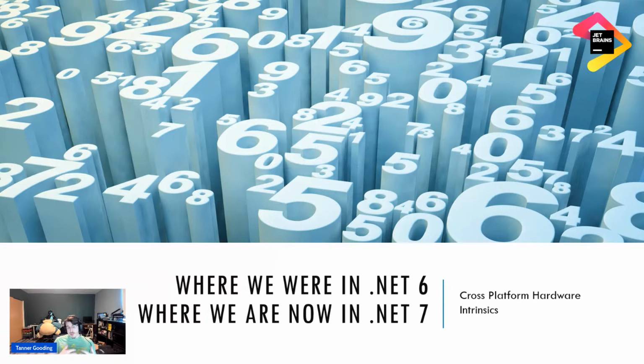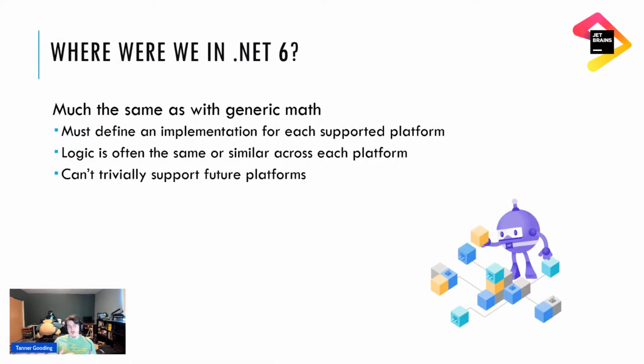Now, continuing on this, we've expanded in our numeric space a lot of the cross-platform hardware intrinsics as well. We had a very similar premise, which is that in .NET 6, you had to define an implementation for each platform. So if you wanted to support x64, you had to write one implementation. If you wanted to support ARM64 as well, you'd have to write a nearly identical implementation, just changing it to the equivalent APIs that ARM exposes. And this means that you can't trivially support future platforms.